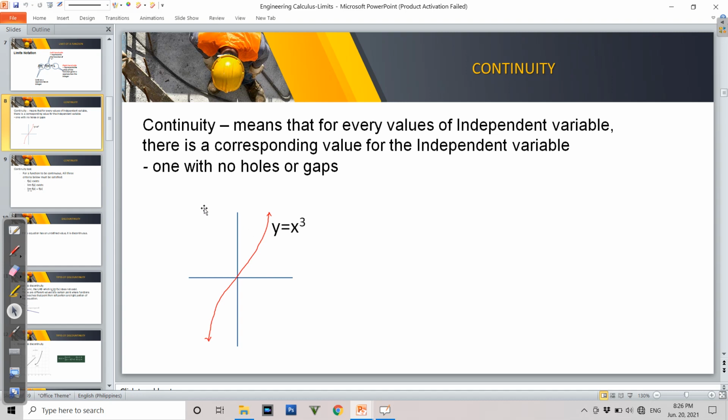So in short, in informal terms, the graph could be drawn without lifting your pen. Okay, so there will be no discontinuous points.